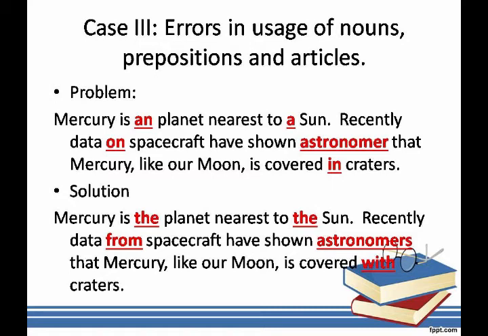Case 3. In that, errors in usage of noun, preposition, and articles. I can show you one case study. Mercury is an planet nearest to a sun. So here the article mistake, Mercury is the planet nearest to the sun. Recently data on spacecraft. So recently data from spacecraft. Instead of on, you have to use from. Have shown astronomer. So here the noun error is astronomers. That Mercury, like our moon, is covered in craters. Here, in is again an error of preposition. The correct answer will be with craters.